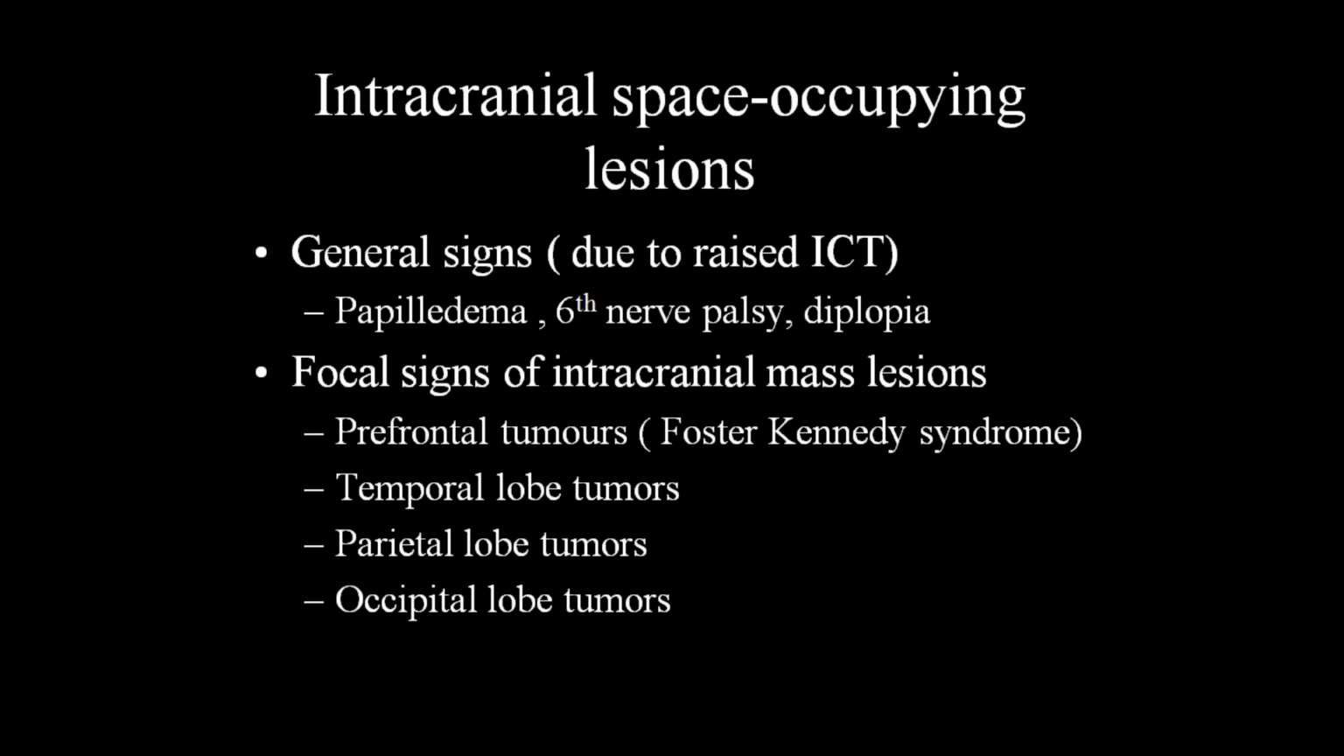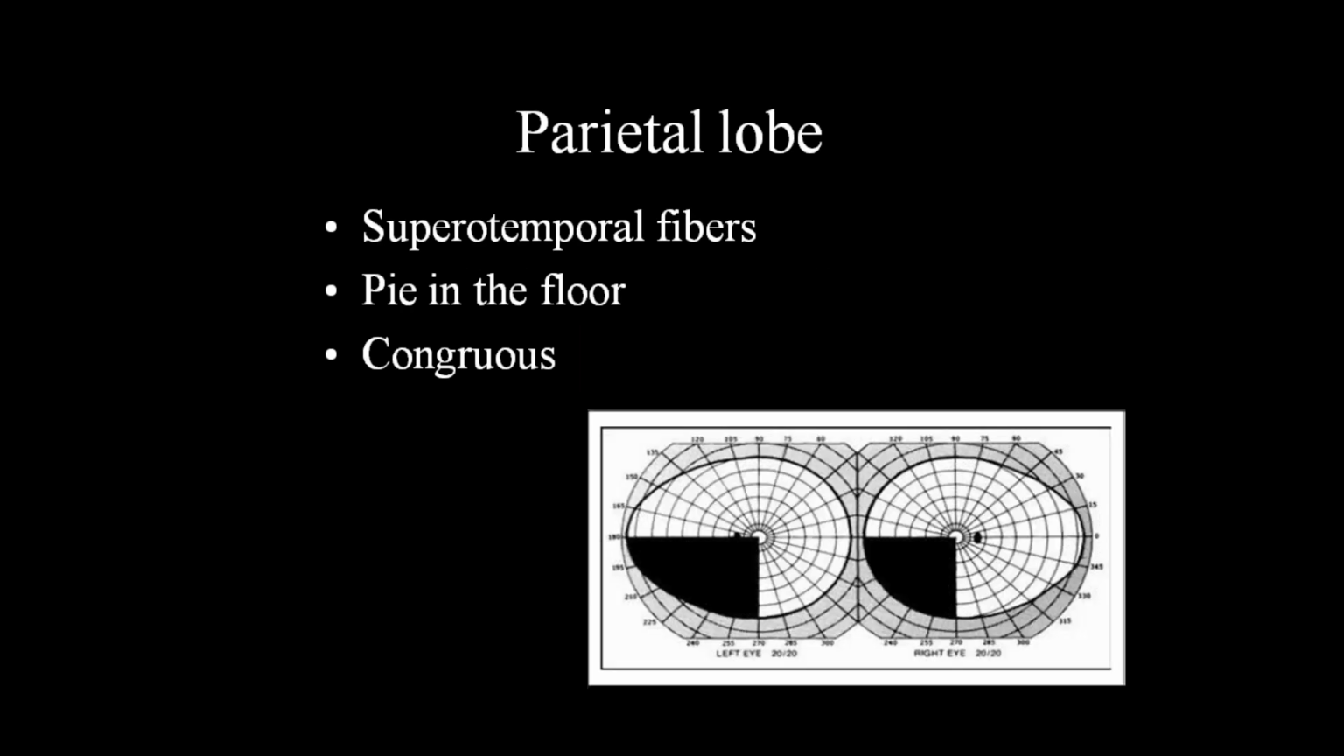What happens when there is a parietal lobe tumor? When a parietal lobe tumor is present, the superotemporal fibers of the visual pathway are affected. So the patient will have a quadrantanopia, and the visual field defect will be like this, as shown in the picture. It is called pie in the floor. It is congruous, which means both sides are similar. It is on the left side only, so it is a left homonymous or left congruous quadrantanopia. This is commonly seen in parietal lobe tumor.